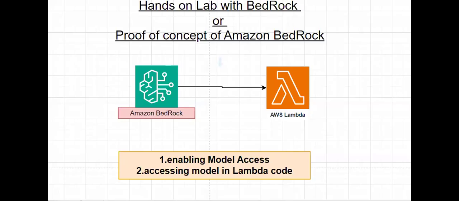Hello guys, welcome back. In this video, let us see and learn how to enable a model in Bedrock and how to access the enabled model by using Lambda function code. That we're gonna learn in this video. By using Bedrock, we're gonna enable ML model access, and by using the model ID, we're gonna access that model in a Lambda function. That we're gonna see in this lab.